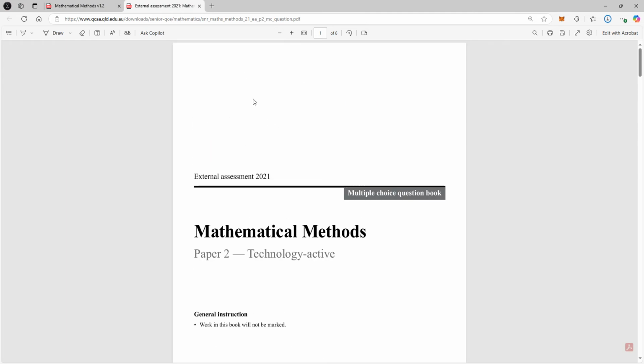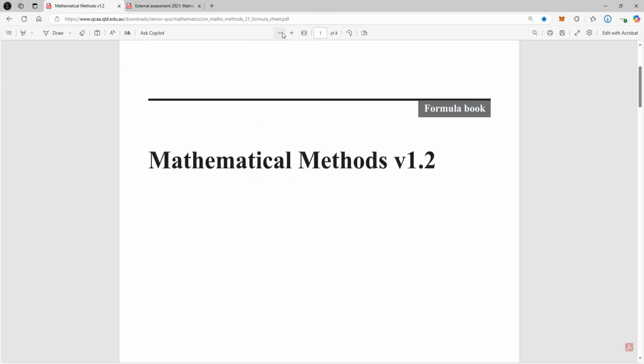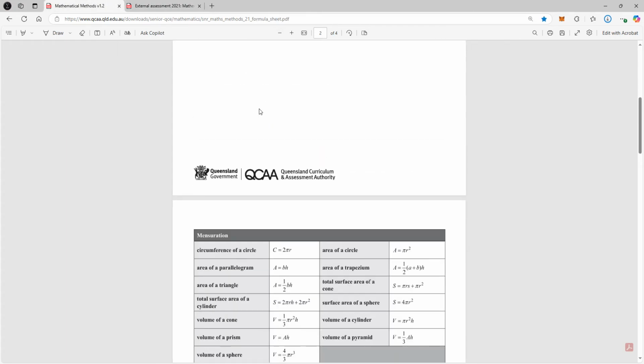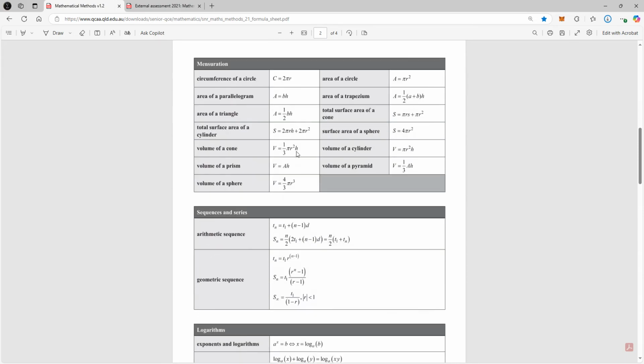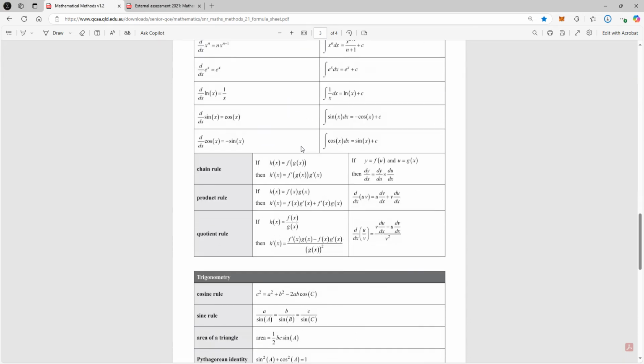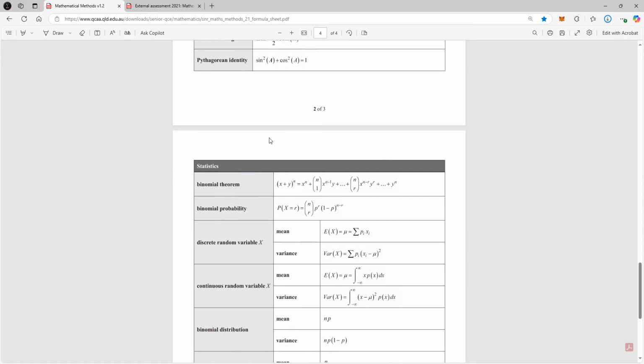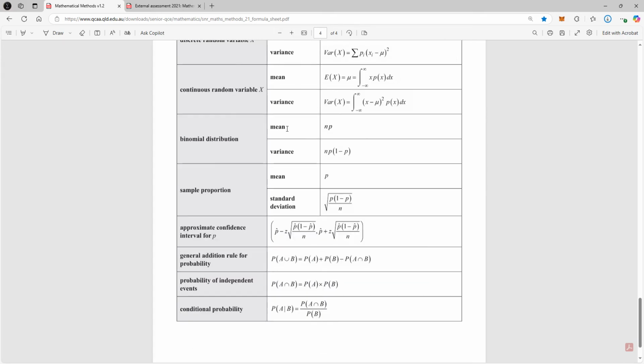Now, sitting this exam, you do get access to this formula sheet here. This will be changing in 2025 or 2026, but this is the one you would have used for 2021, okay? It's going to be pretty similar information anyway with the new one. With that said and done, let's just get straight into the content.